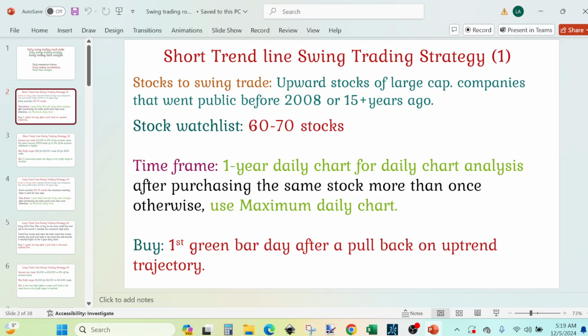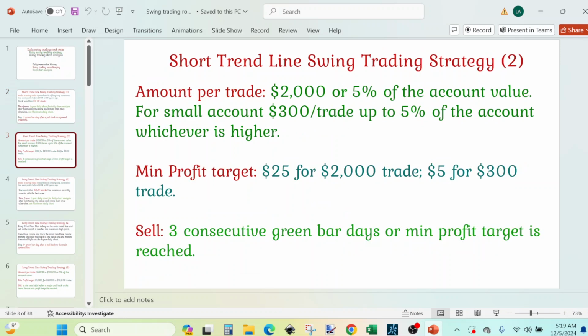Use the daily chart and buy it when it starts going up after the pullback, and sell it 3 days later or so when we have consecutive increases in price, or when our minimum profit target was reached.